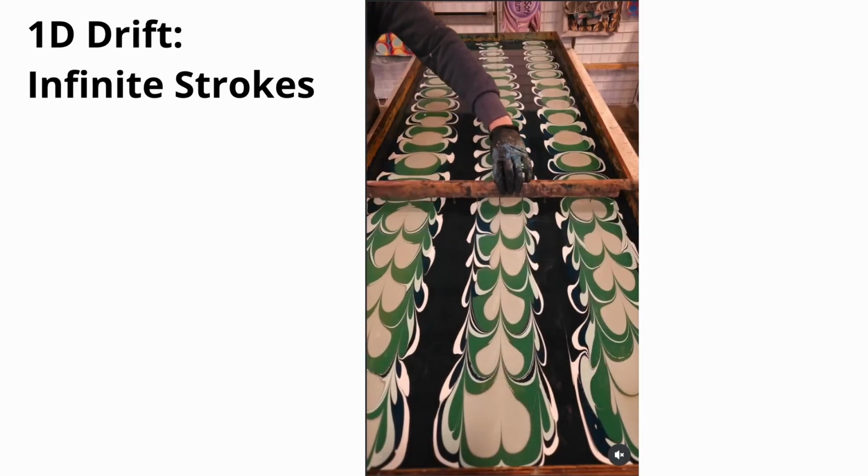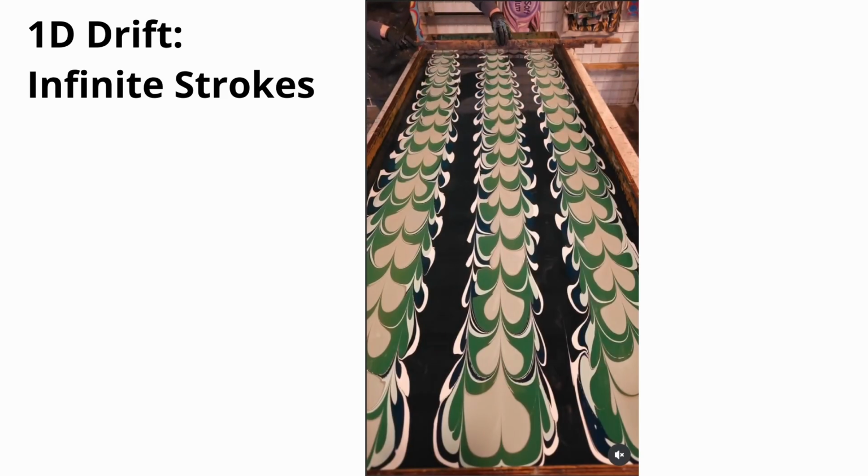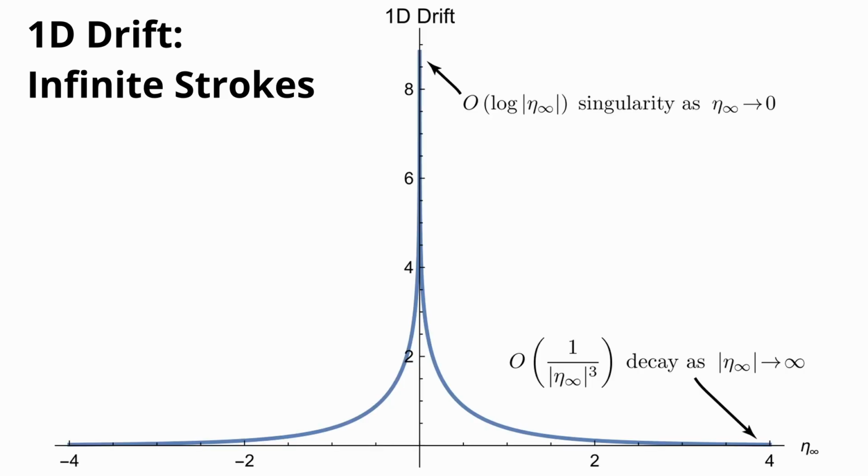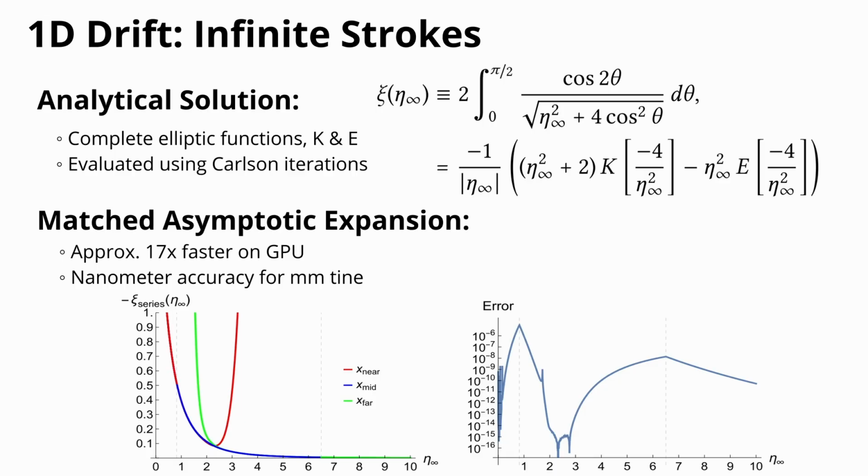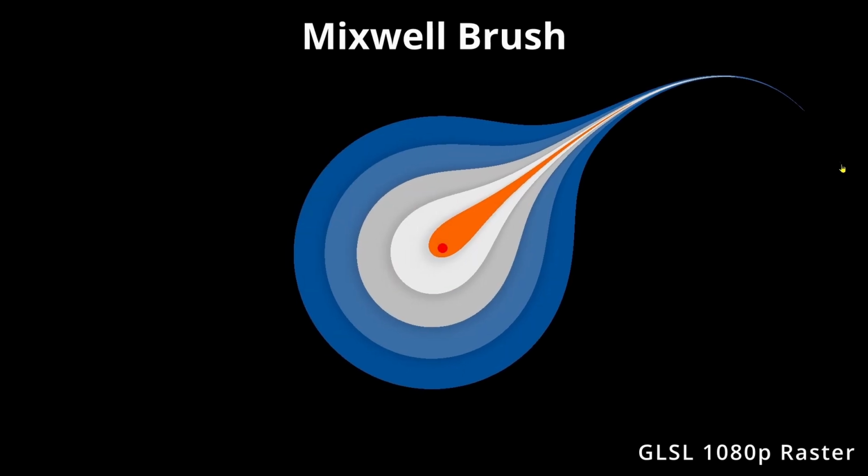The most important special case is 1D drift, a long stroke. This causes these classic streaking patterns in marblings. You have this logarithmic singularity and fast decay. This 1D drift function can be written down exactly as elliptic functions shown here. And we have a fast series approximation that's 70 times faster and does nanometer accuracy, which is good enough for me.